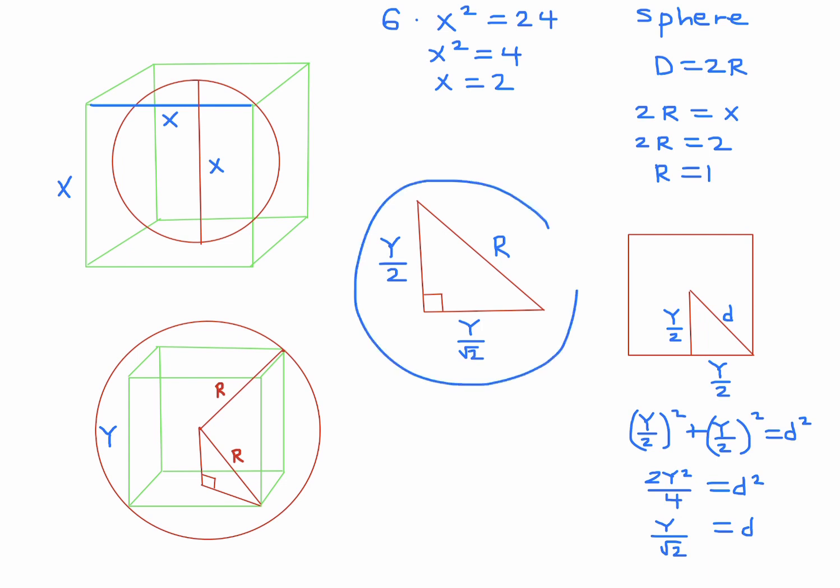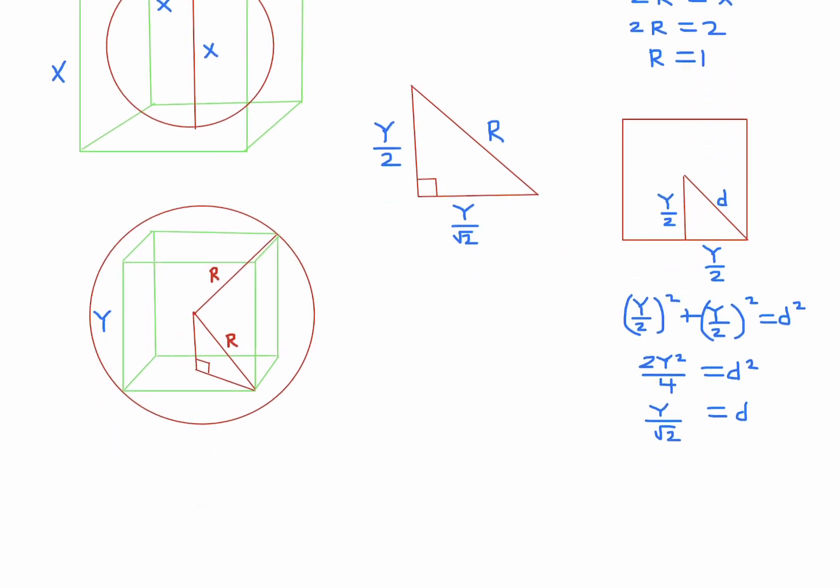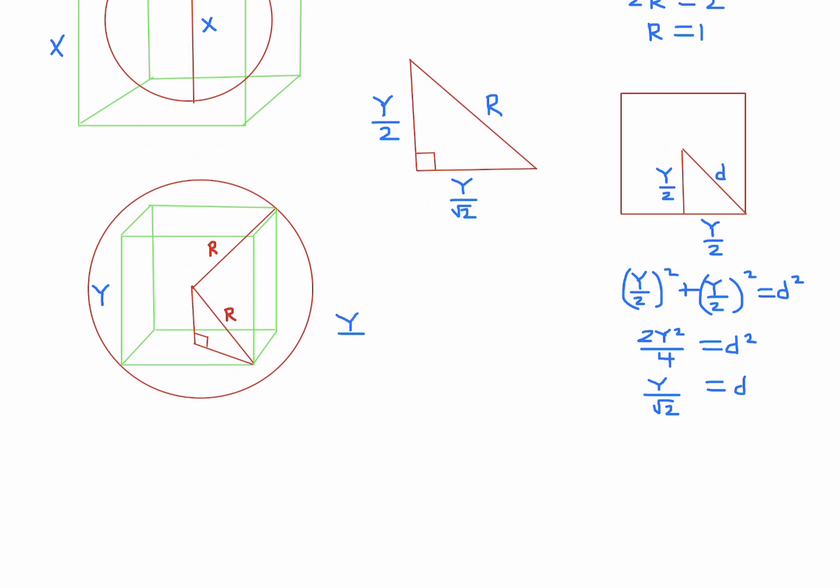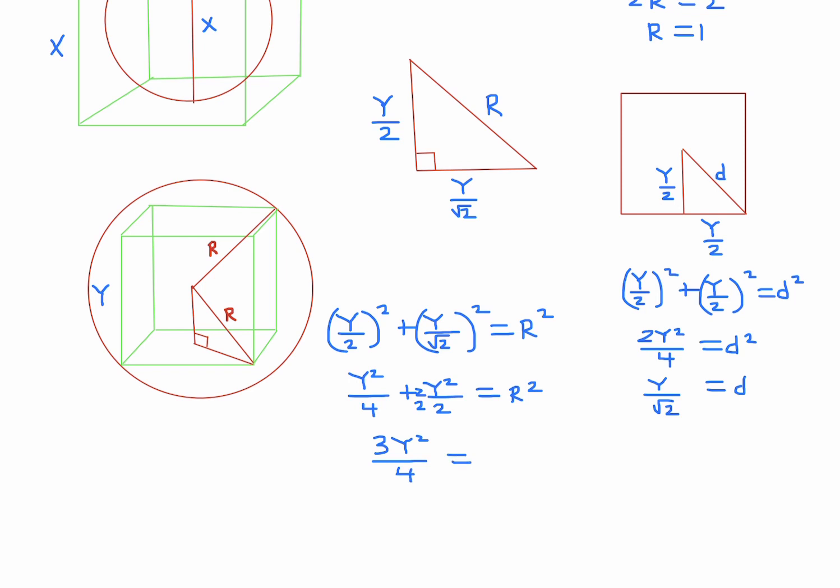Now I just have to use this triangle to figure out the length of y, because I know r is equal to 1. So here we go. Pythagoras: (y over 2) squared plus (y over root 2) squared is equal to r squared. So this looks like y squared over 4 plus y squared over 2 is equal to r squared. Adding fractions, top and bottom by 2, so that becomes 3y squared over 4 is equal to r squared. And therefore, r is 1, so 1 is equal to 3y squared over 4. Therefore, y squared is equal to 4 over 3.